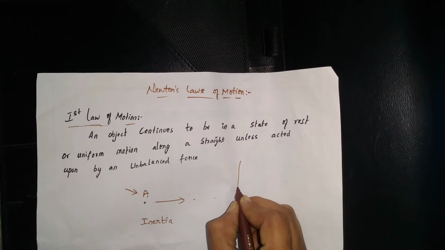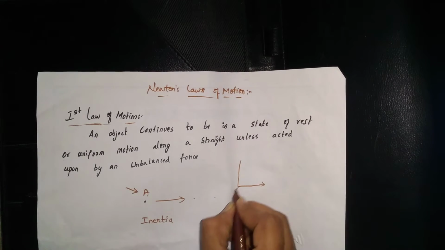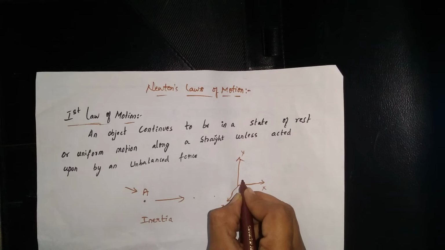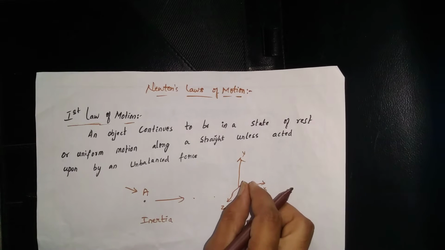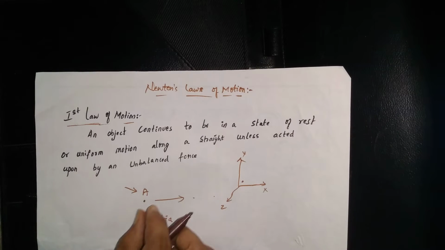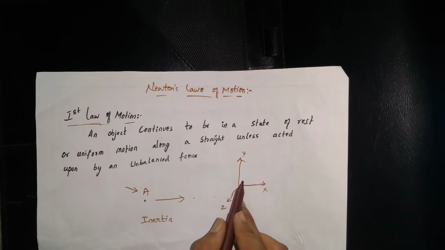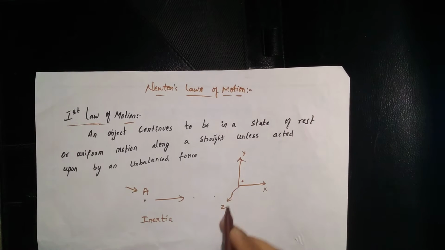Imagine this is an xyz plane. If there is an object, it will remain in a state of rest. If it moves, it has a tendency to move along a straight line: along the x-axis, along the y-axis, and along the z-axis.